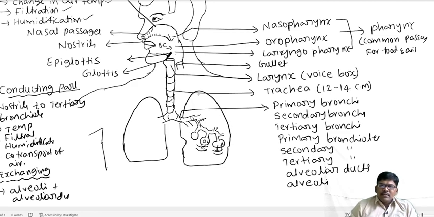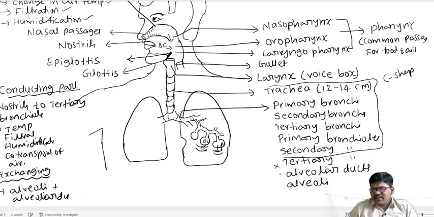Then the trachea up to the secondary bronchioles, this entire part, is surrounded by C-shaped cartilaginous rings. The C-shaped cartilaginous rings are not present in tertiary bronchioles, alveolar ducts and alveoli. These are the C-shaped structures. These C-shaped structures are incomplete rings. Those are made of hyaline cartilage.